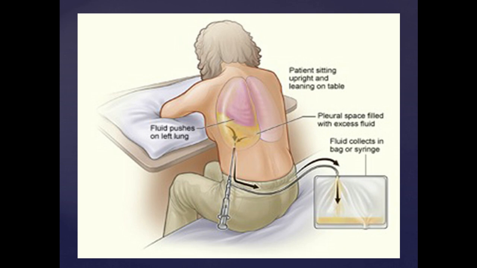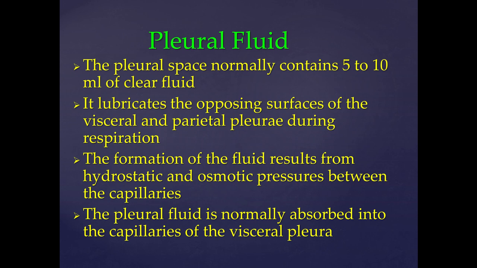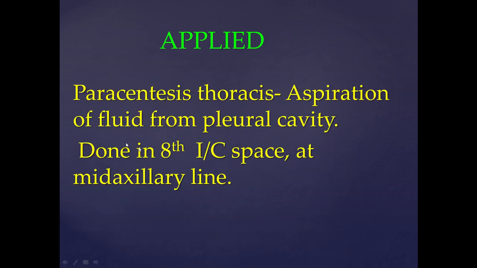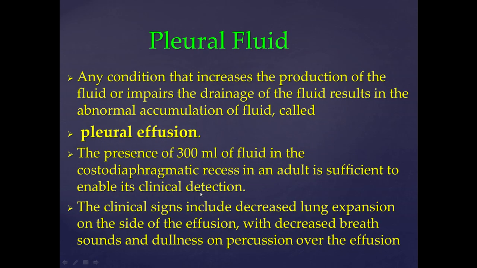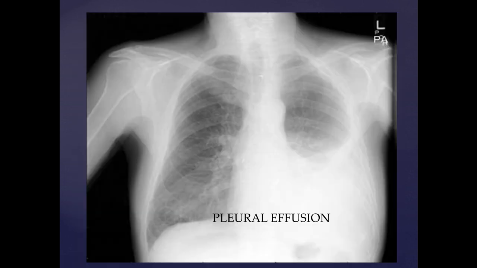So how do we drain it? The patient is sitting, and we have to collect the fluid in a bag or syringe. We've studied in which space it is drained: in the mid-axillary line. Yes, we studied. It is done in the 8th intercostal space at the mid-axillary line. So you can see over here, the patient is sitting, and we insert the needle and collect the fluid in a bag or syringe, whatever. This is a chest X-ray showing you the pleural effusion.